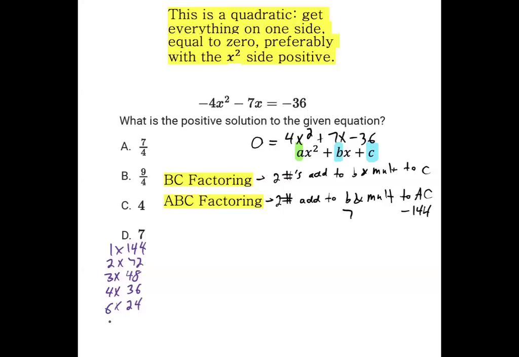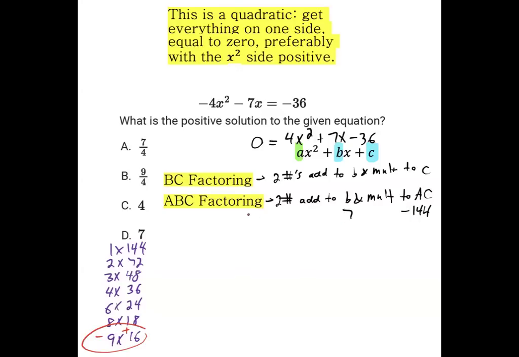So does it divide by 7? No. Does it divide by 8? So it's 8 times 18. Does it divide by 9? 9 times 16. And that's going to be the one. Because with combinations of positives and negatives, we could get a 7 here. We're going to end up wanting to have a positive 16 and a negative 9. Because 16 minus 9 is guess what? It's 7. And 16 times negative 9 is negative 144.